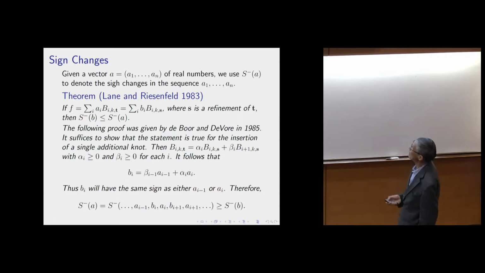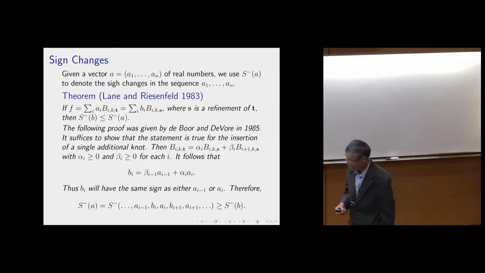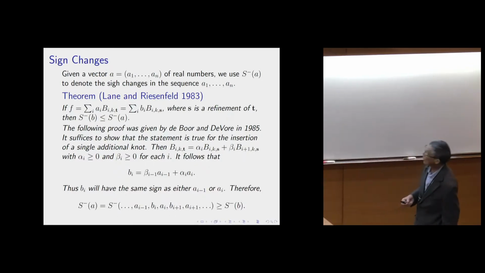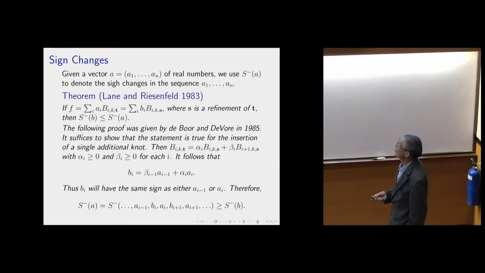Then at that time, people were also interested in sign changes. So this is also important in applications of B-splines. Then we have something like variation diminishing. The next page will be variation diminishing.